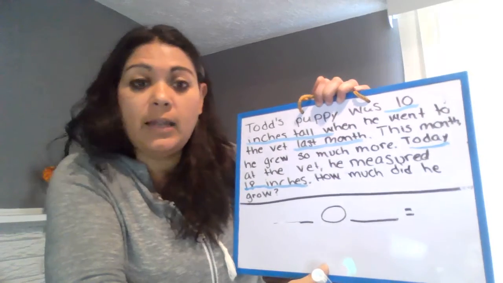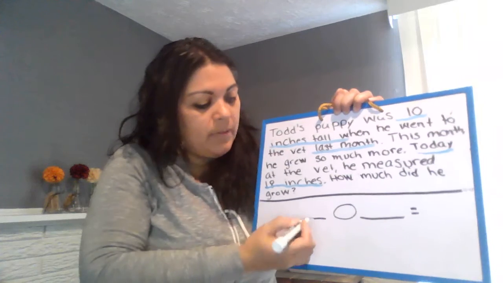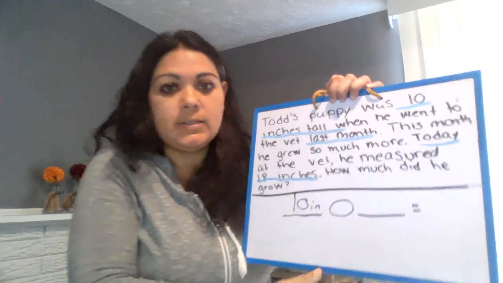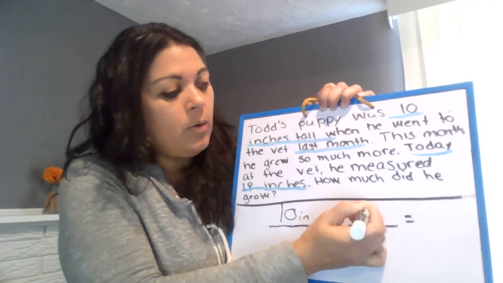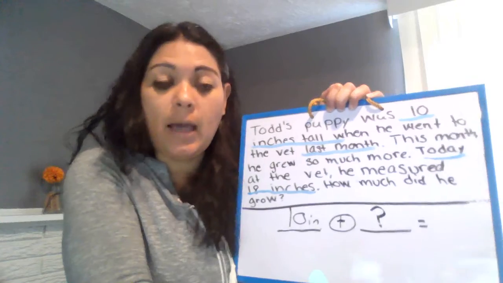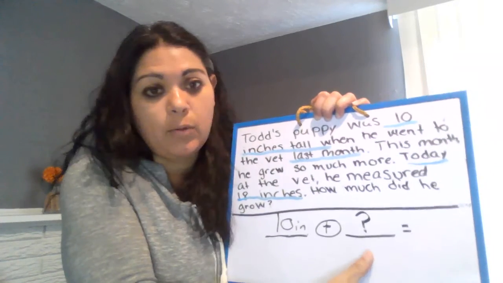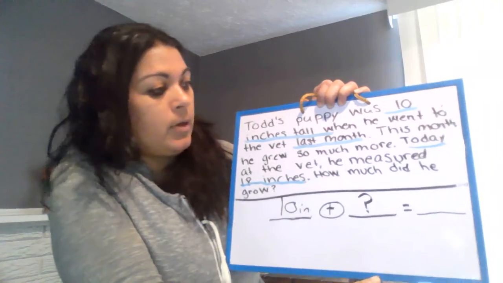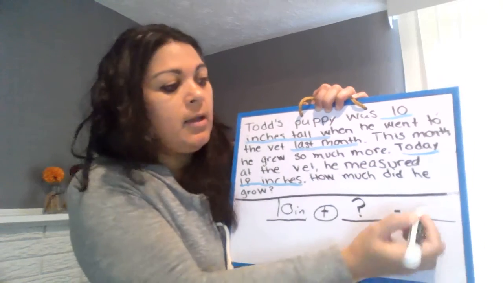So let's go ahead and fill in our equation. We know last month he was what? 10 inches. We know we're adding. We don't know how much he grew this month. So that's our unknown amount. Our altogether number, we know, is he measured 18 inches today.